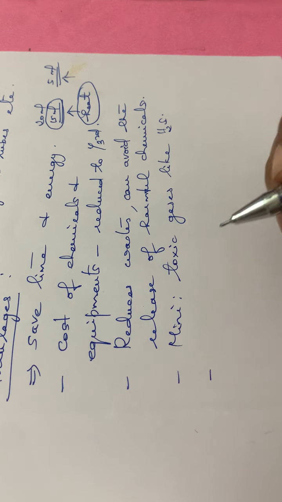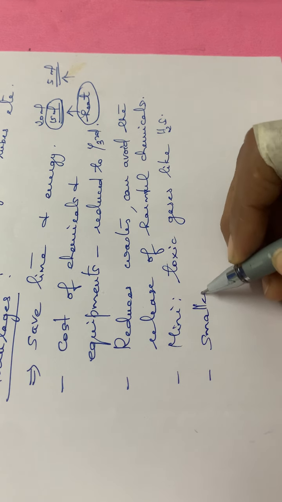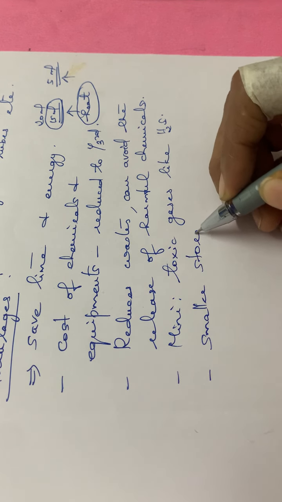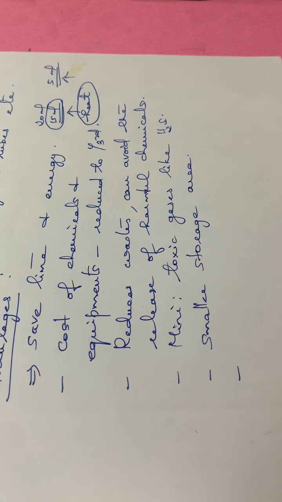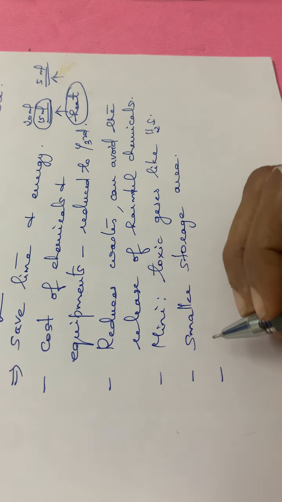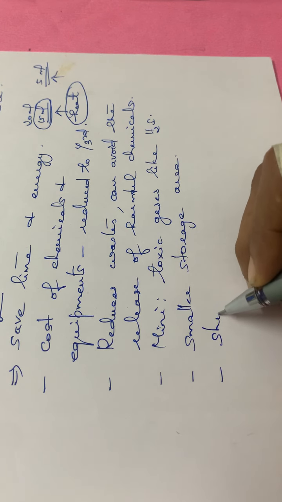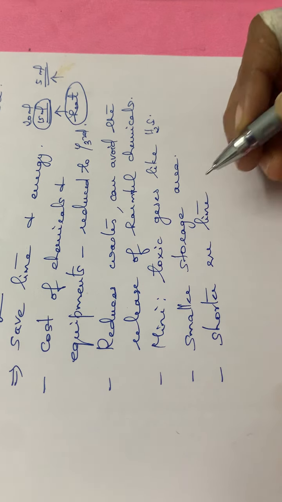And also, since we are using the micro scale apparatus, what happens? We require only a smaller storage area. Smaller storage area for storing these apparatus as well as the chemicals. Then shorter reaction time. The reactions can be done much faster, isn't it?